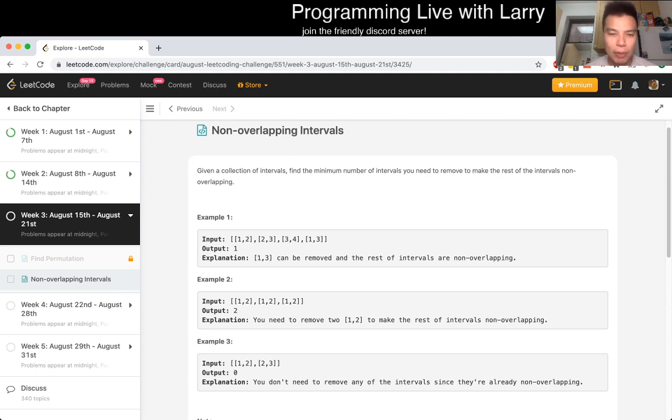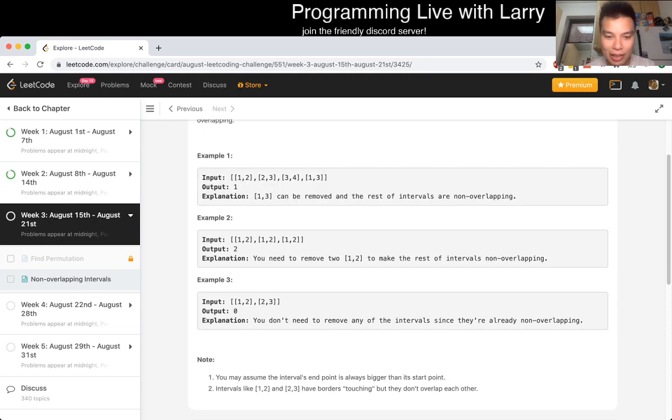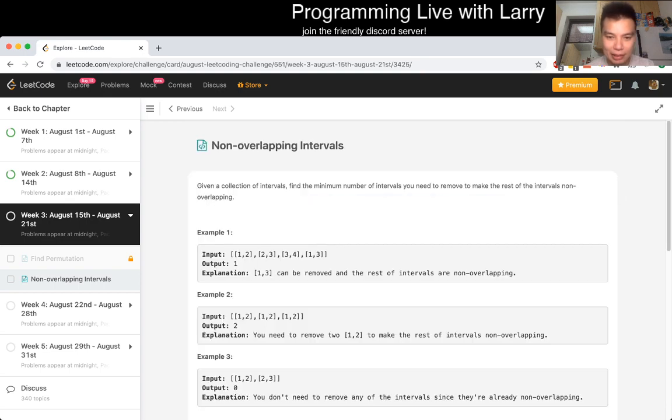I think we want to sort by the endpoint. So there's definitely some sorting. We want to sort by the endpoint, and then we want to remove intervals one at a time as a result. So yeah, okay, let's get started.